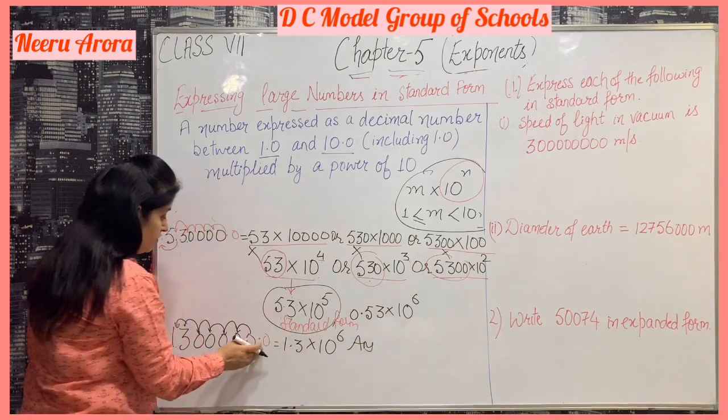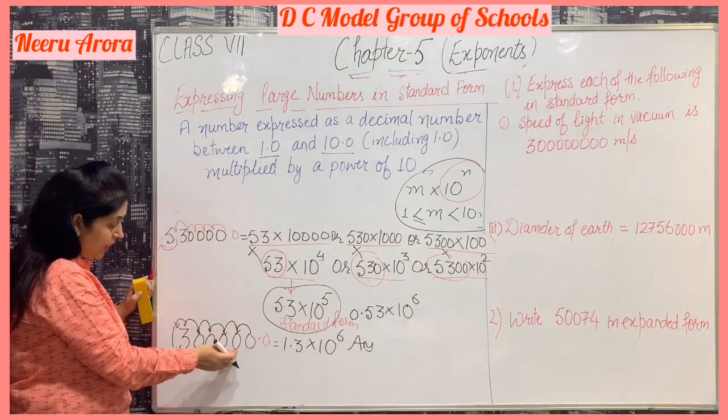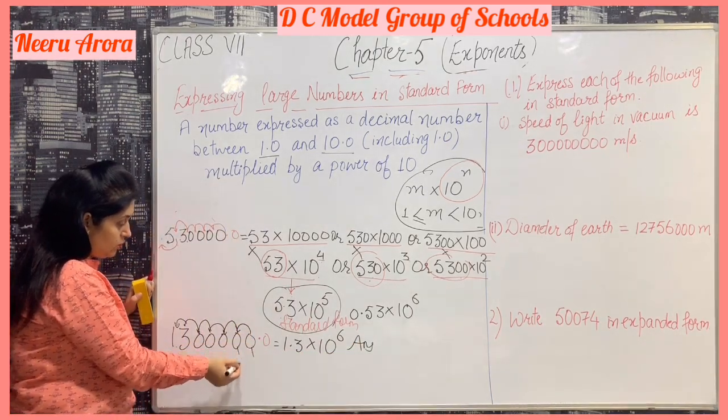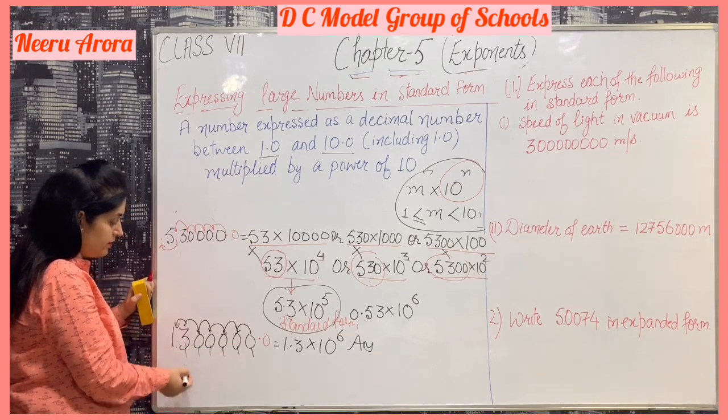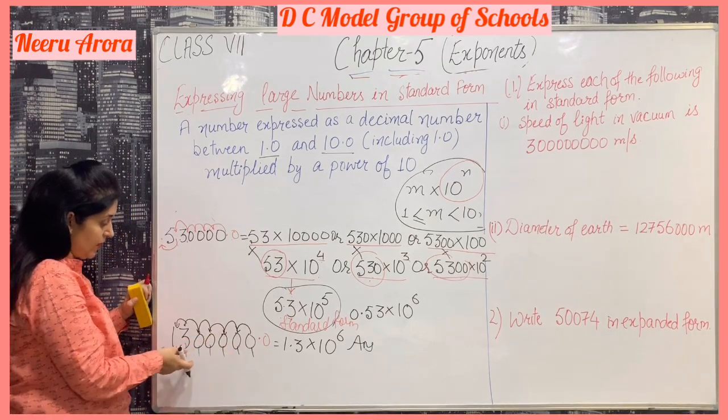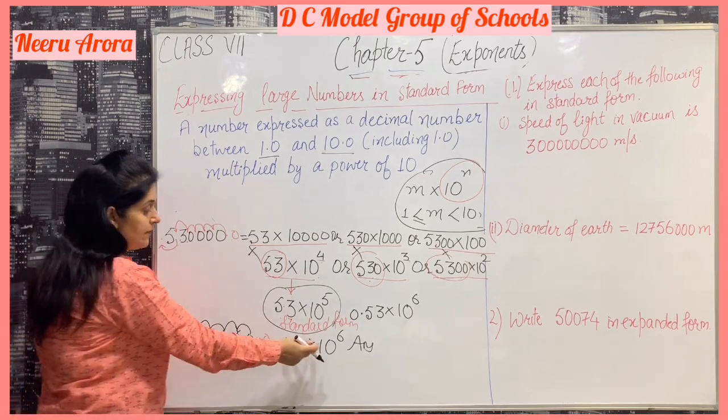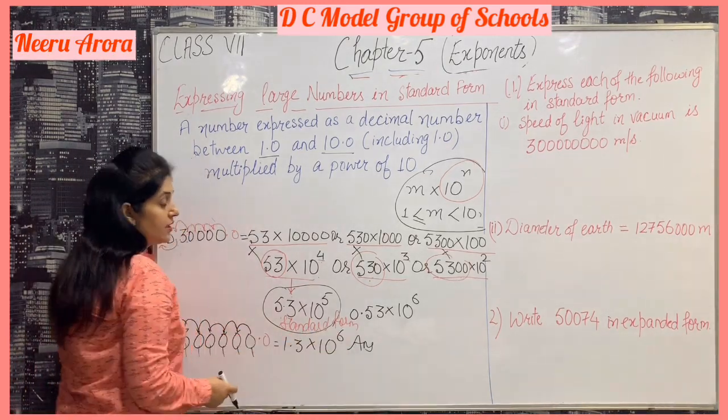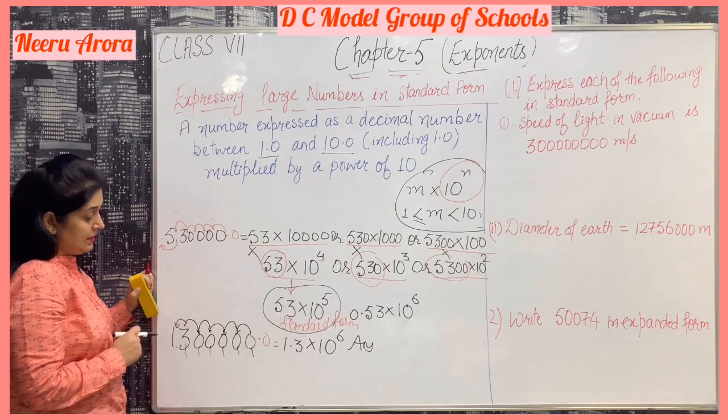How many digits did you shift your decimal to the left side? Just count: 1, 2, 3, 4, 5, 6. After 6 places, you place the decimal, and for that it is written as 10 raised to power 6. This is our standard form.